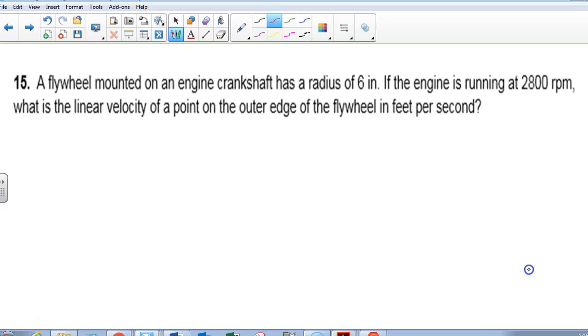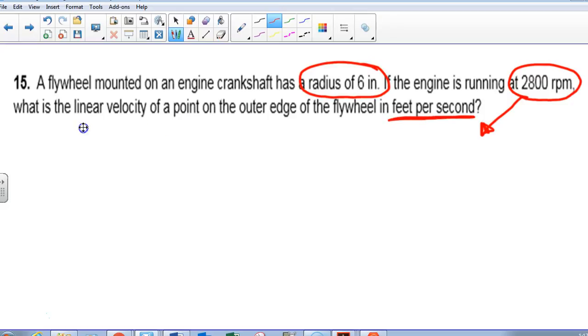Okay, a flywheel, some kind of thing that spins on a car. Flywheel mounted on an engine crankshaft has a radius of 6 inches. That seems important. If the engine is running at 2,800 RPMs, well, we finally know what that means, right? But for our purposes, we're going to need to do some converting. And in the end, they want feet per second. Linear velocity in feet per second. Ideas?